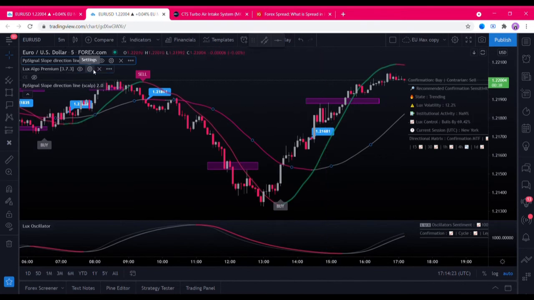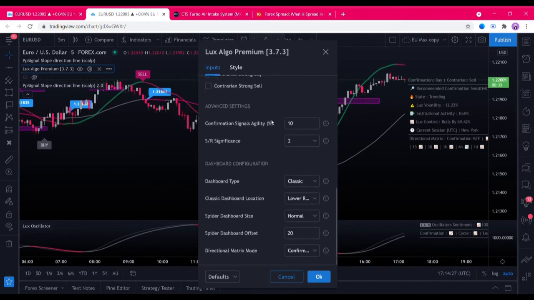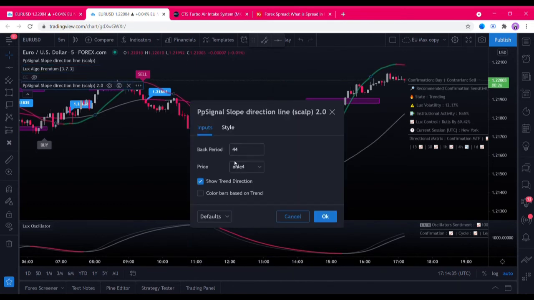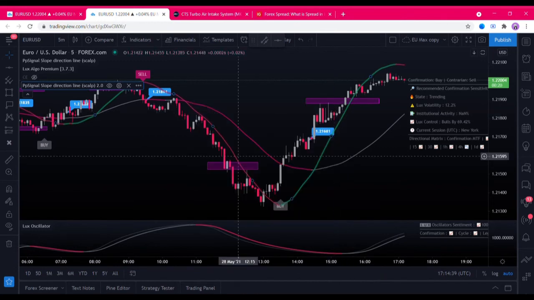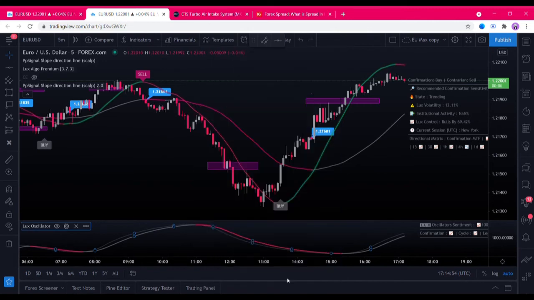Lux Algo. Sensitivity is 15 and confirmation is 10. Only 2 settings you need to change. Second PP signal, and make sure this one is 2.0. Back period is 44, and then price is right here. And then for the Lux Oscillator, for those people who want to use it as trend following, type is legacy. Make sure it's legacy. If you don't put it as legacy, it won't show how you want it to. So length is 40, and I don't know if the rest changes anything. So we got that out of the way.